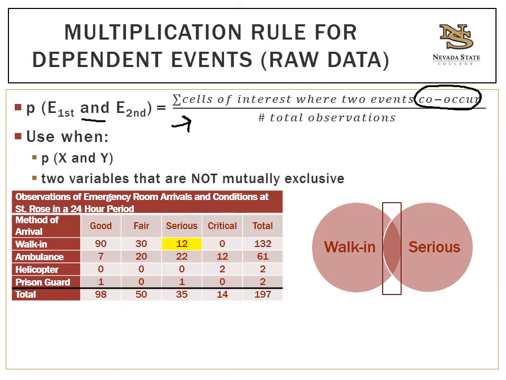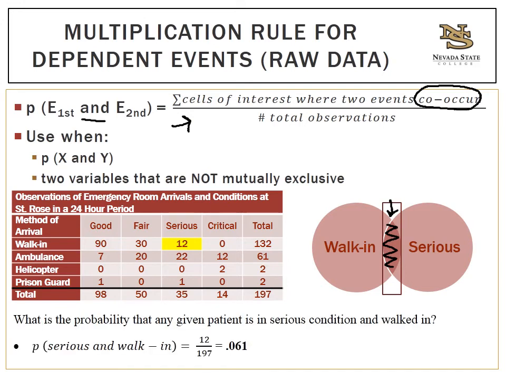So in this case, you don't care about the whole Venn diagram. You only want that intersection. Walk-in and serious are happening at the same time. So now you're just going to focus on the intersection where those two things occur together, and take that and divide by the total number of observations. So you've got 12 divided by 197 equals 0.061. Or based on this data, there's a 6.1% chance that someone who's in serious condition is going to walk in. Probably not a good idea.